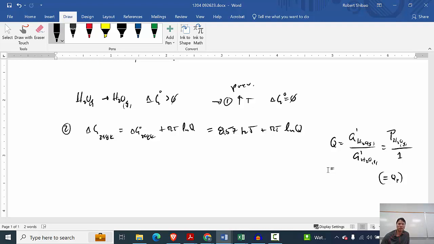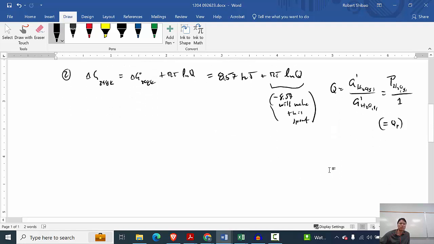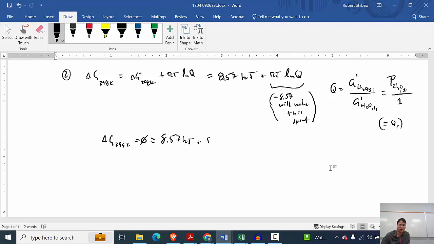What we want is for this term to be equal to negative 8.57, and then we can make it spontaneous. R is fixed, T is fixed. It's just Q. So we have to figure out some Q such that this term becomes minus 8.57. The way we typically do this is to set delta G at 298 Kelvin equal to 0. That means it's going to transition from positive to 0 to negative, and we want to hit that transition. So 0 is equal to 8.57 kilojoules plus RT ln of Q.